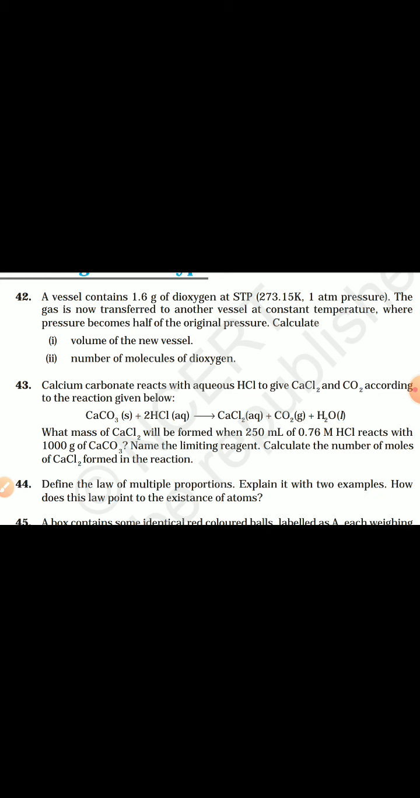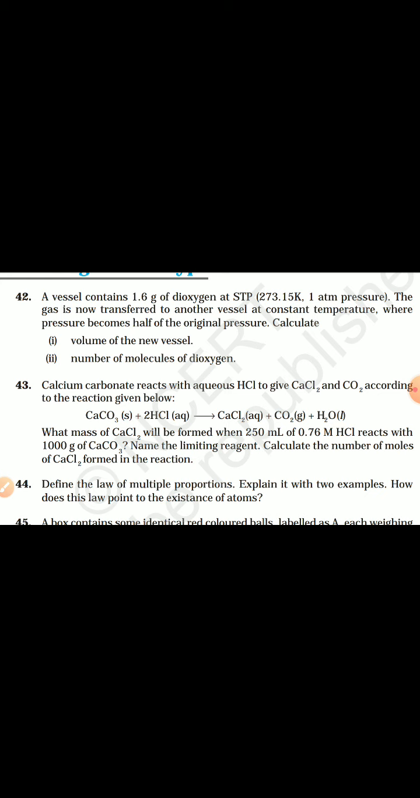Now according to Boyle's law, we have seen in the states of matter, that is P1 V1 is equal to P2 V2, and therefore V2 is equal to P1 into V1 divided by P2, that is 1 atm pressure into 1.12 liter divided by 0.5, that is 2.24 liters. So here V2, the new volume of the vessel, will be 2.24 liters.